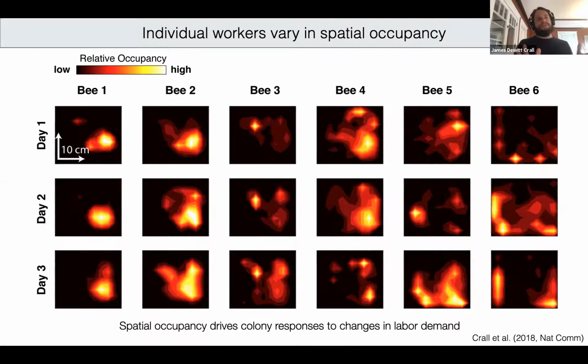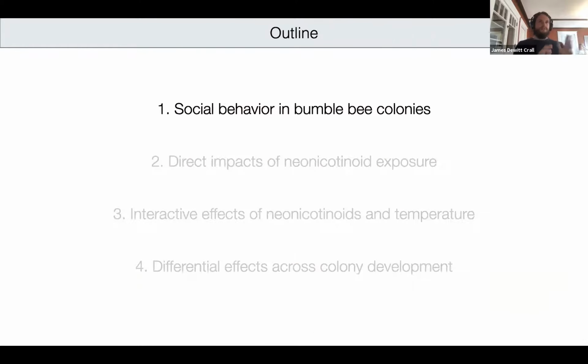And without digging too much into this, one thing we found is that variation in where bees spend time is really important in driving how the colony responds to changing labor demands. So if, for example, you force a bunch of bees to forage, where they are within the nest will determine how they switch to foraging. So all that was really just to give you a little introduction to the life of a bumblebee colony and some sense of how we study it.